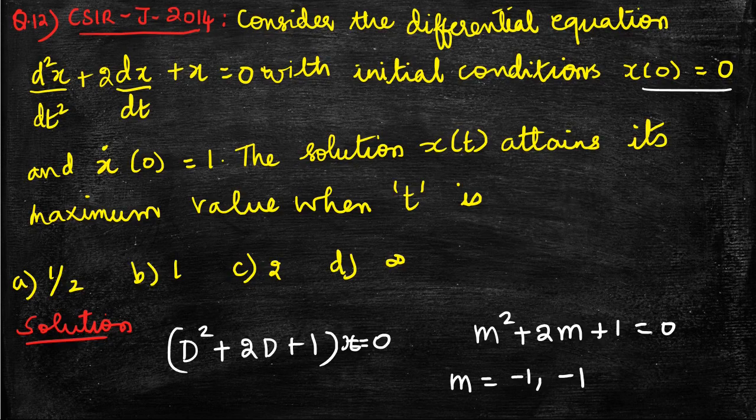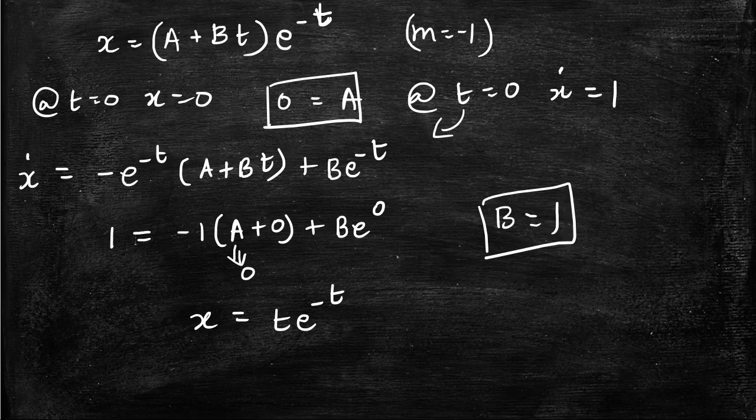Now let us see what is asked in the question. The solution x of t attains its maximum value when t is. Again, we'll have to find at what point of t our solution x will get a higher value. But in this solution you can see here, one t is in the numerator and the other is in the exponential in the denominator. So you can't find directly by substituting a value of t at what value of t the solution goes to infinity.